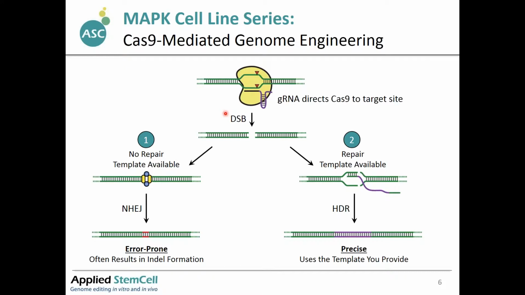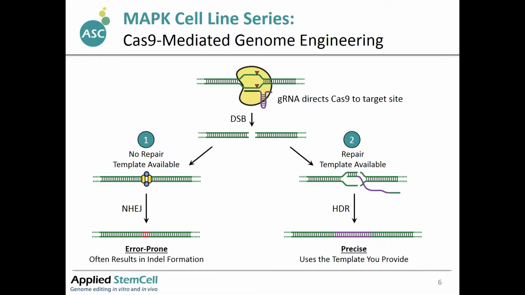If no DNA repair template is available, the cell typically chooses the non-homologous end-joining pathway, in which it basically tries to stick together the two ends of the DNA that were cut. This pathway is very error-prone and often results in indel formation. In contrast, if a repair template is available, the cell can actually use that template for repair through homology-directed repair. This is a very precise way of modifying the genome or correcting the genome, and this is what we use in order to engineer our cell line series.